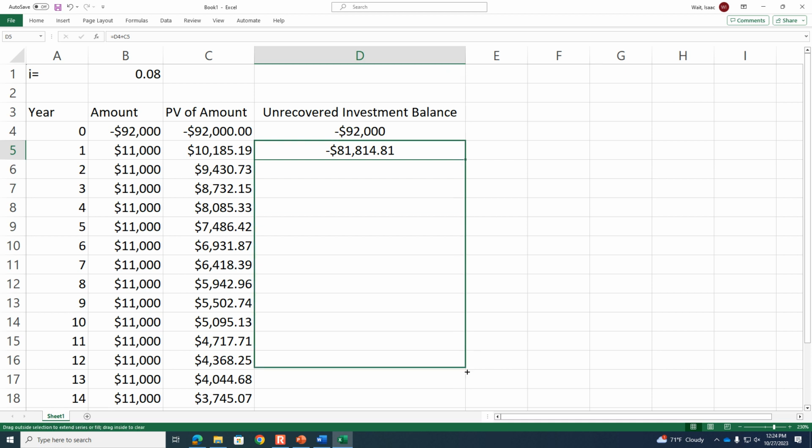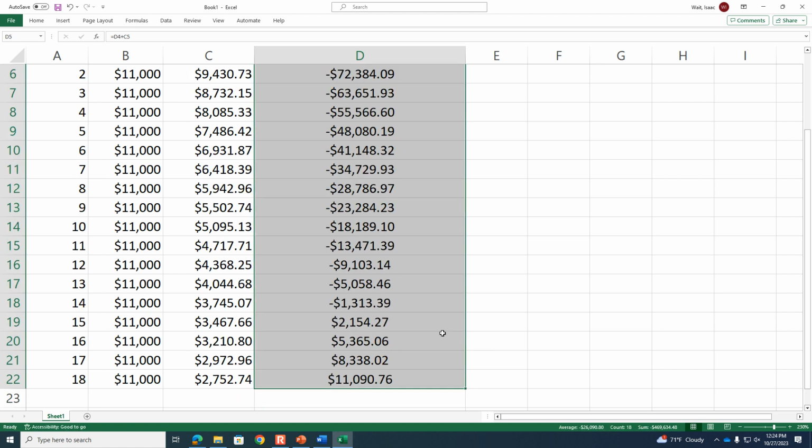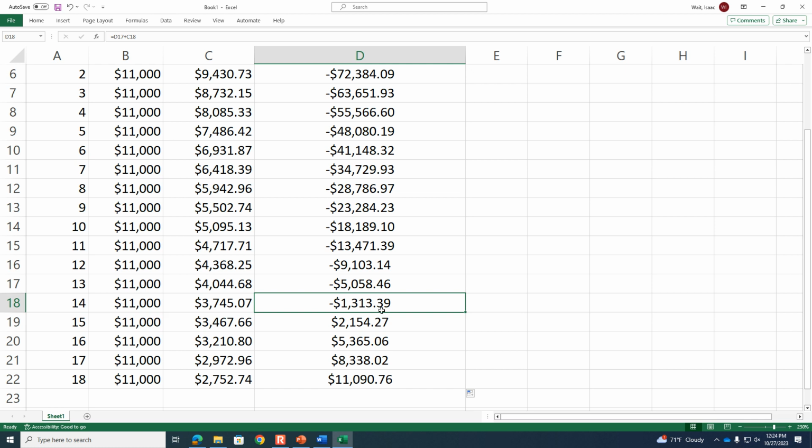So if I drag this down through some series of years, what we see is it was negative. We still had some unrecovered investment balance at the end of the 14th year, but at the end of the 15th year, it's positive, which means that we've covered the initial purchase price, we've covered the interest, the effective interest since this was borrowed money presumably, that's been taken care of, and now any additional revenue is just pure profit.